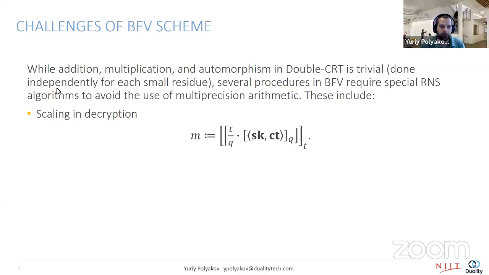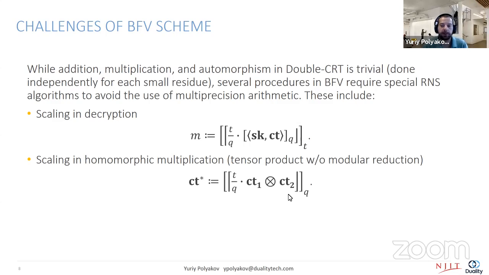And one of such problems is the scaling that we see in the case of BFV decryption. And the biggest challenge is how to basically apply the scaling by T divided by Q, and T in this case is the plaintext modulus, Q is the ciphertext modulus. How can we do this operation?